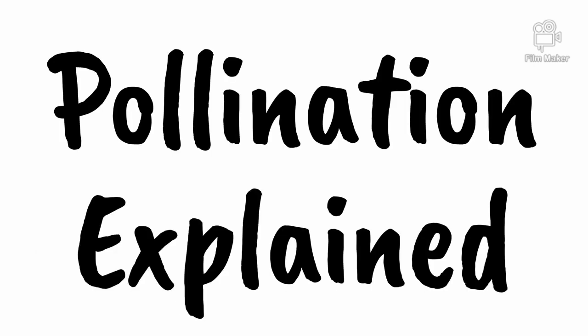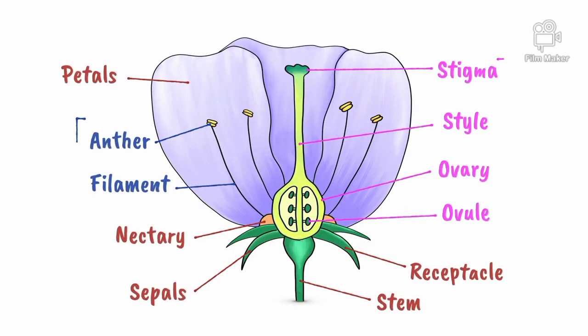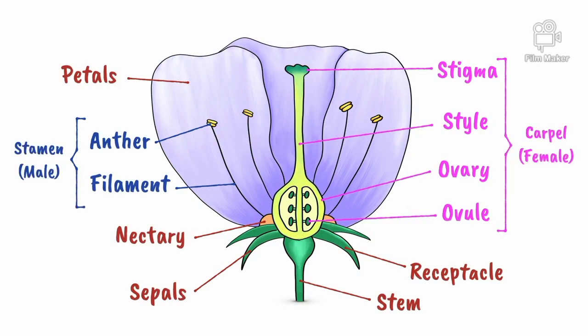Now let's look at pollination in plants. To understand this, you need to know the structure of a flower, which have been explained in the previous video. So you can go to the previous video to familiarize yourself with the parts of a flower.